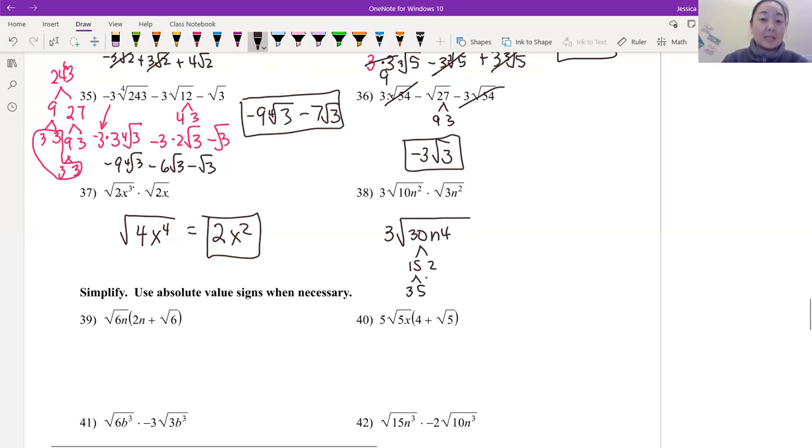There is nothing that's the same or common. No perfect squares in here. So we're going to just leave it like that. But I do know that the n to the fourth power is the same as n squared on the outside, right? So this is going to be 3n squared, square root of 30. Yay, that's it. That's all we got.